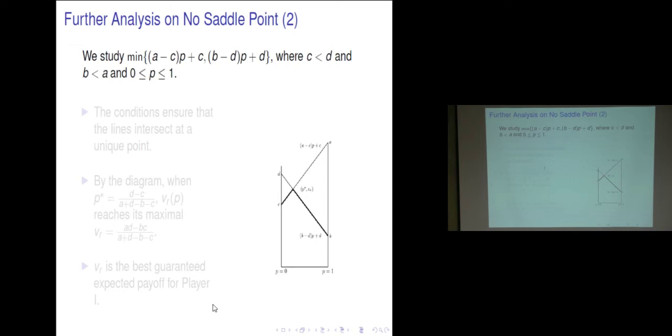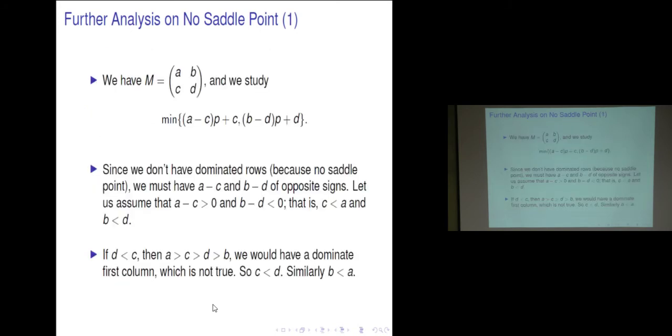When P equals 0, the value is D. When P equals 1, the value is B. Right? So if D is above C and B is less than A, then they have to cross. So I have to convince you that D is indeed above C and A is indeed above B.